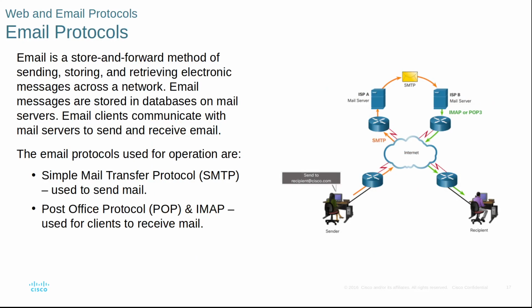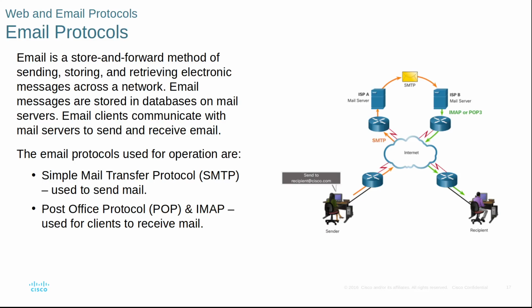Now, email is a store and forward method of sending, storing, and retrieving email or electronic messages. Electronic mail, that's what email stands for, over a network. That's all the internet is, right? It's a network of networks. Email messages themselves are stored in databases on mail servers. Email clients specifically communicate with the mail server to send and receive email.